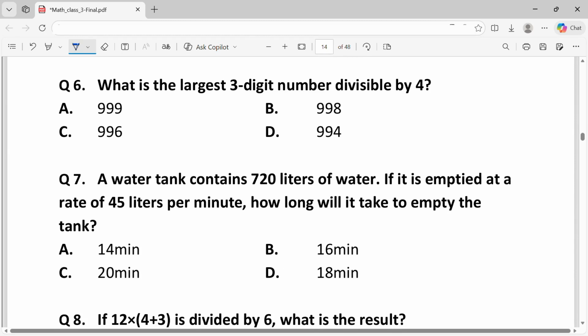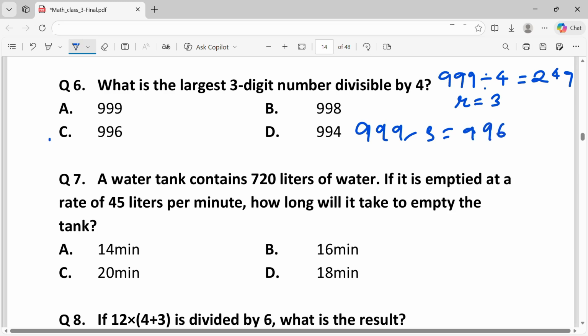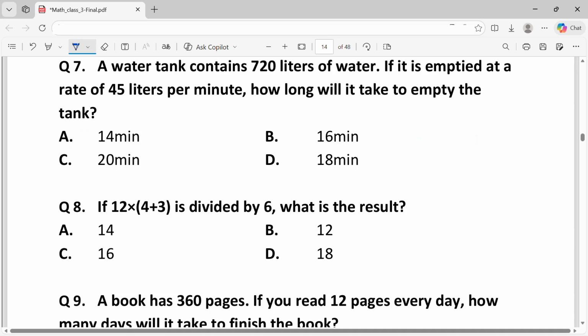Question 6. What is the largest 3-digit number divisible by 4? The largest 3-digit number is 999. When divided by 4 gives 249 with a remainder of 3. So the largest 3-digit number divisible by 4 will be 999 minus 3, which is equal to 996. That is option C.